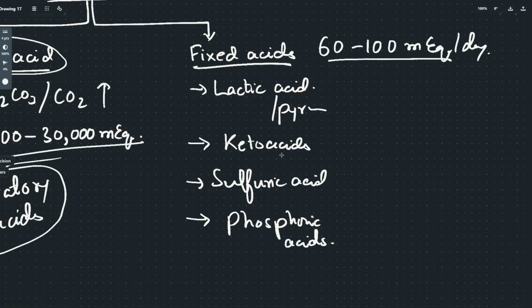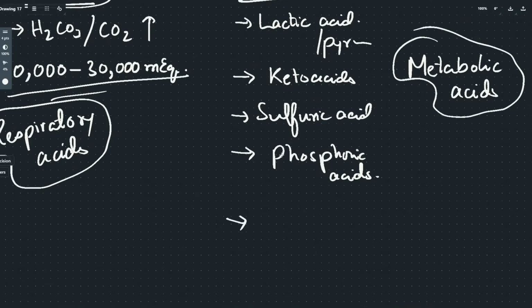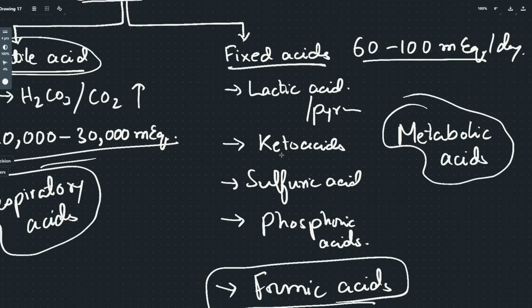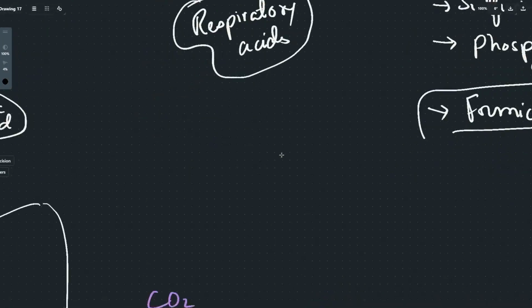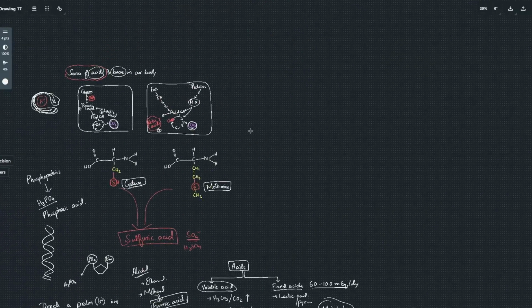But the other acids, when they accumulate, they cause metabolic acidosis. Even the syndromes are different in case of these two types of acids. Of course, the formic acid and other acids that are ingested or produced due to toxins are also fixed acids. They also do not have the luxury to be exhaled out of our body by way of lungs, right? So this was about the sources of acids. I hope you got some concept now.